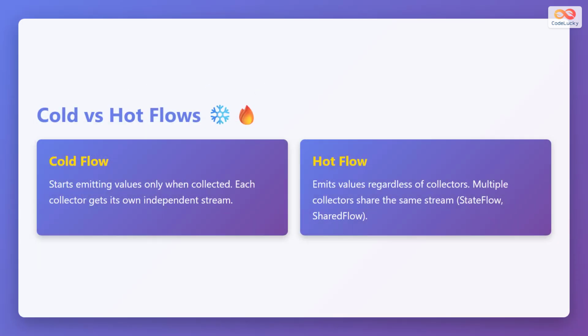Flows come in two flavors, cold and hot. Cold flows start emitting values only when collected. Each collector gets its own independent stream, meaning if two collectors subscribe to the same cold flow, each will trigger a separate execution. Hot flows, on the other hand, emit values regardless of whether anyone is collecting. Multiple collectors share the same stream. Examples of hot flows include StateFlow and SharedFlow, which are useful for sharing state across multiple observers.